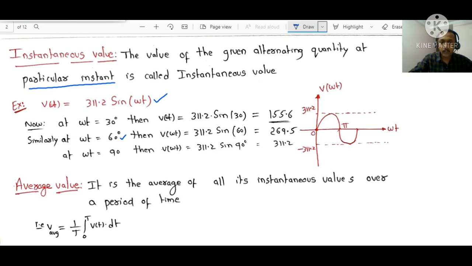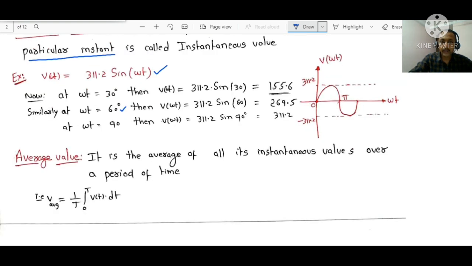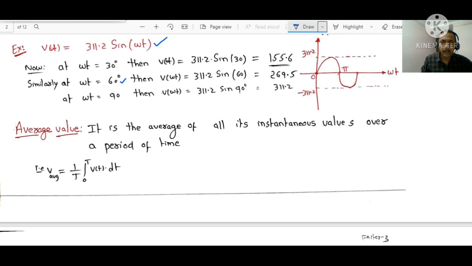Now what about the average value? You have to take the integral of the entire waveform. For anything, when the average value is asked, you take the integral of that waveform over the entire time period, and that value you divide by the capital T, then we will get the average value. This is a very important equation: V average equals 1 by T integral 0 to T V of t dt.